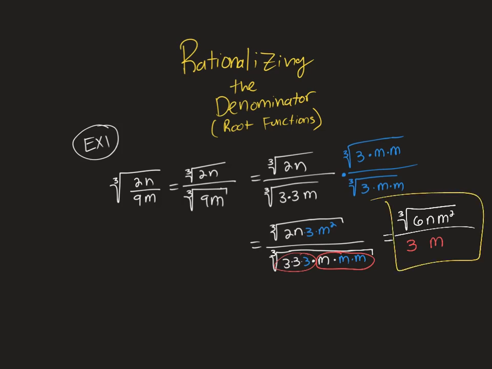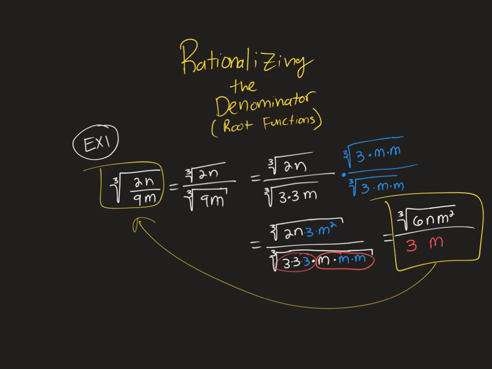So this is rationalized. It has a rationalized denominator. It is equivalent to what we started with, but it doesn't have the square root, or the cube root in this case, on the denominator. And there's lots of other ways to write this, right? This m and this n can switch places. We could simplify like this, but this is pretty much the most simple that it gets.